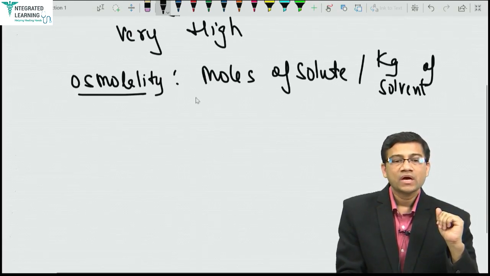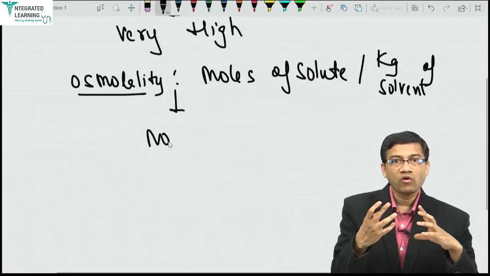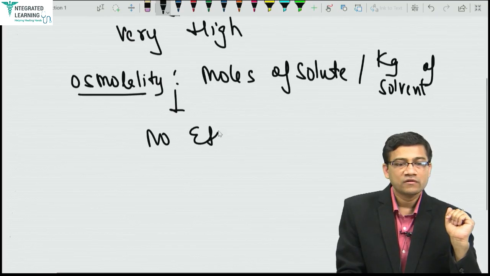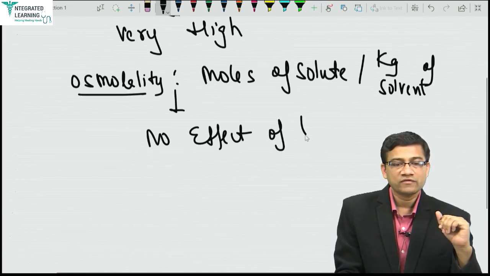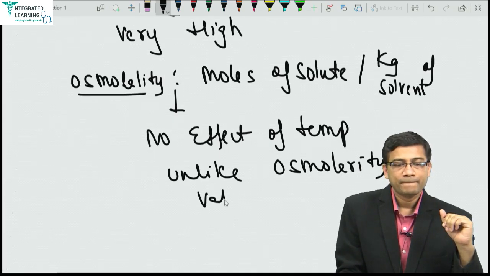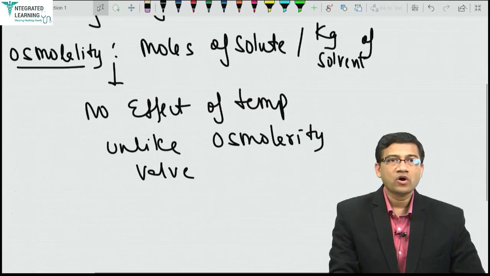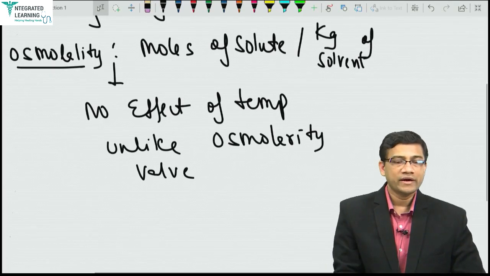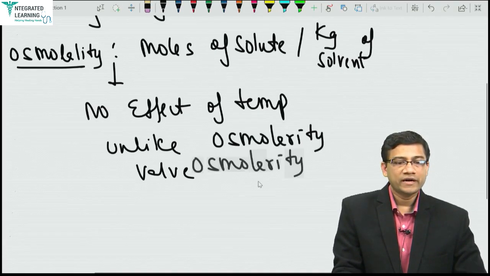What is the benefit? It is not affected by temperature, because temperature can change the density and the volumes, but there is no effect of temperature on osmolality, because the mass remains the same. So no effect of temperature, unlike osmolarity value. So what is the preferred value? In case the temperature is changing, we prefer osmolality compared to osmolarity. Okay. Now let's see the concept of the osmolarity first.